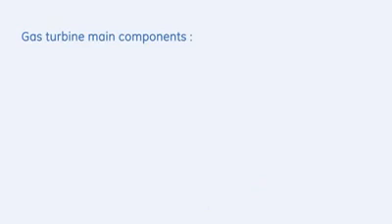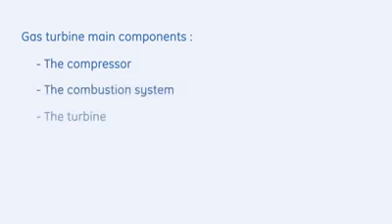This gas turbine consists of the following main components: the compressor, the combustion system, the turbine, the exhaust assembly, the bearings.